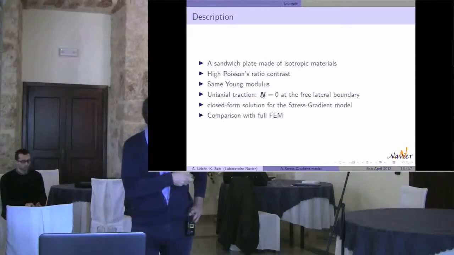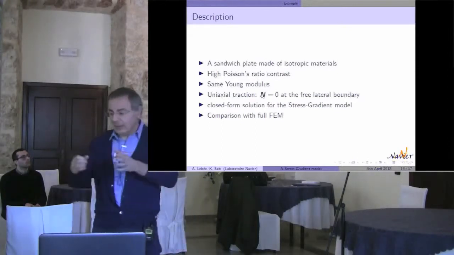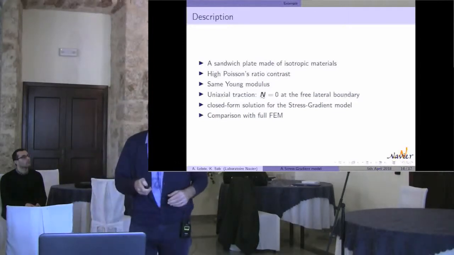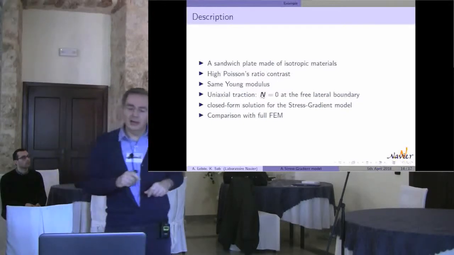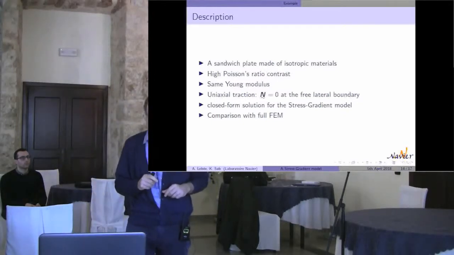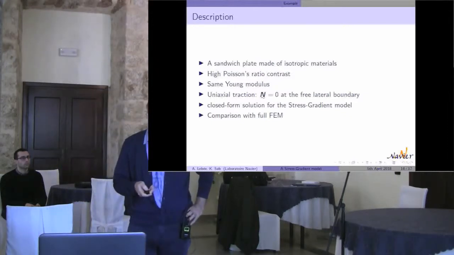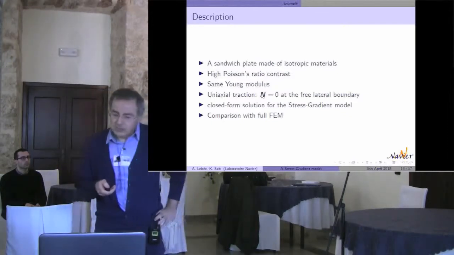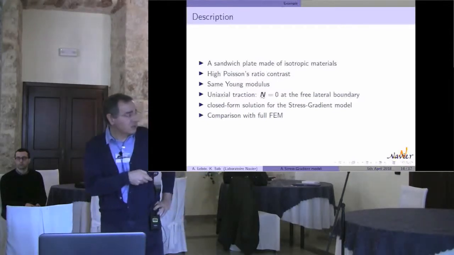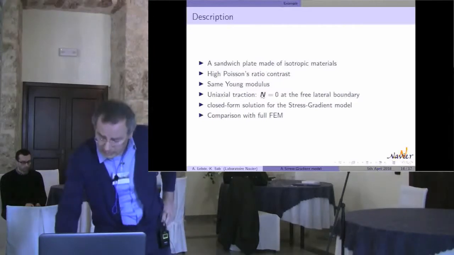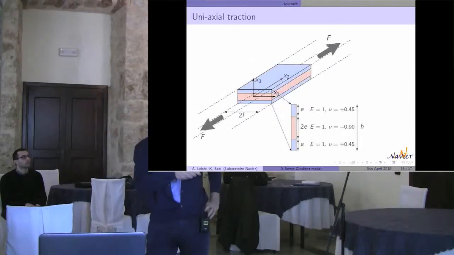So we made an experiment with uniaxial traction, which means that at the lateral boundary we have imposed n equal to 0, which is an unusual boundary condition. And we have derived a closed-form solution for the stress gradient model, and we have compared it with full finite element results. So this is the experiment here.